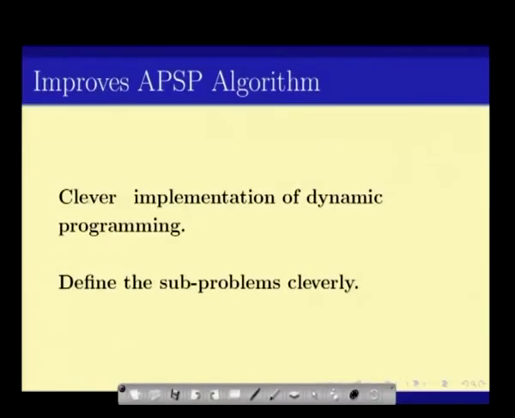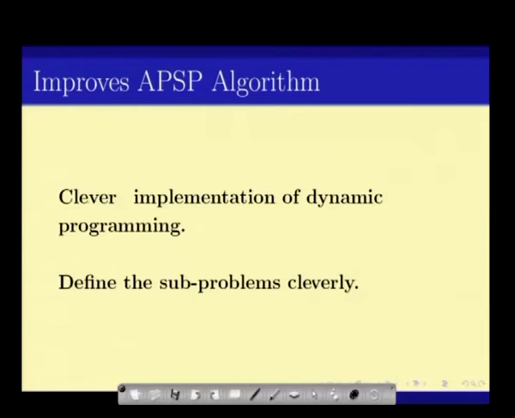So, welcome back after the break. Before the break, we saw how to use the repeated squaring algorithm to obtain an order V cube log V time algorithm for all pair shortest path. The question is, can we do better? The answer is yes, and basically we have to use a clever implementation of dynamic programming.